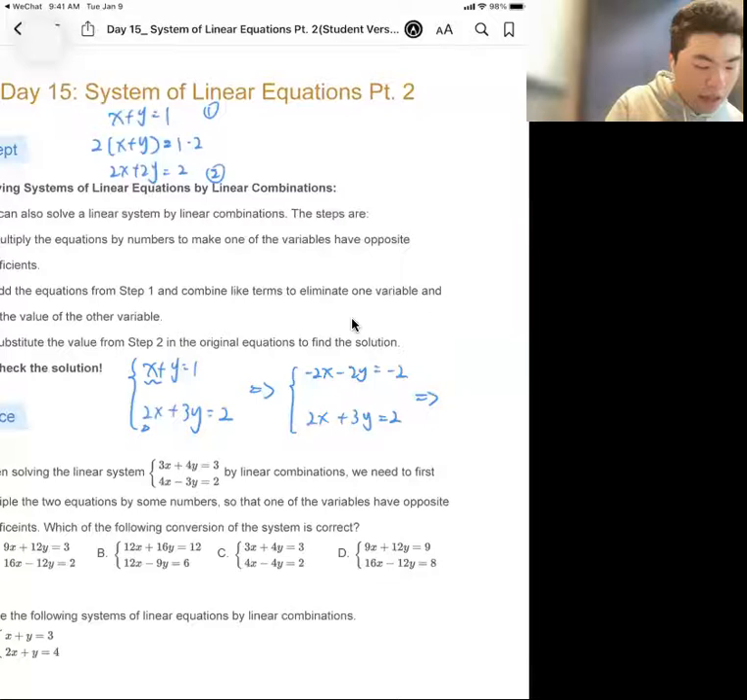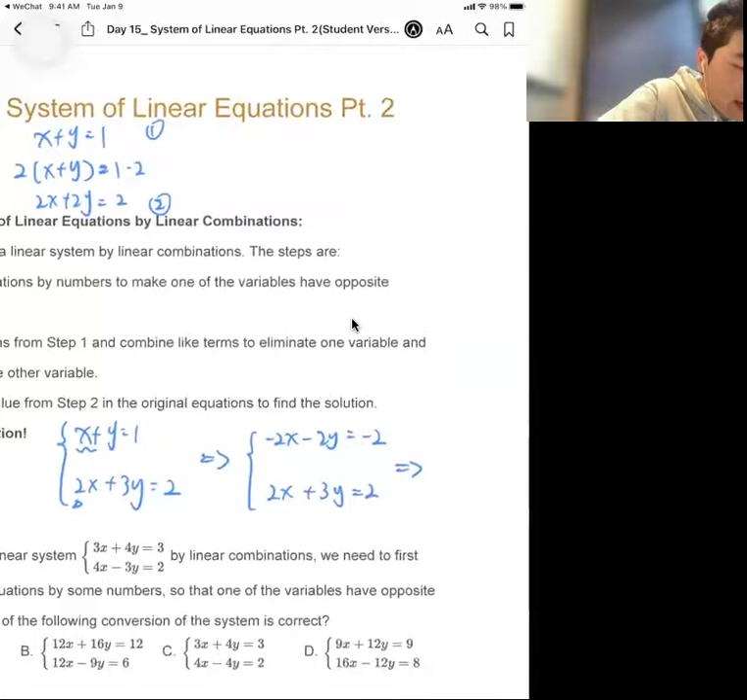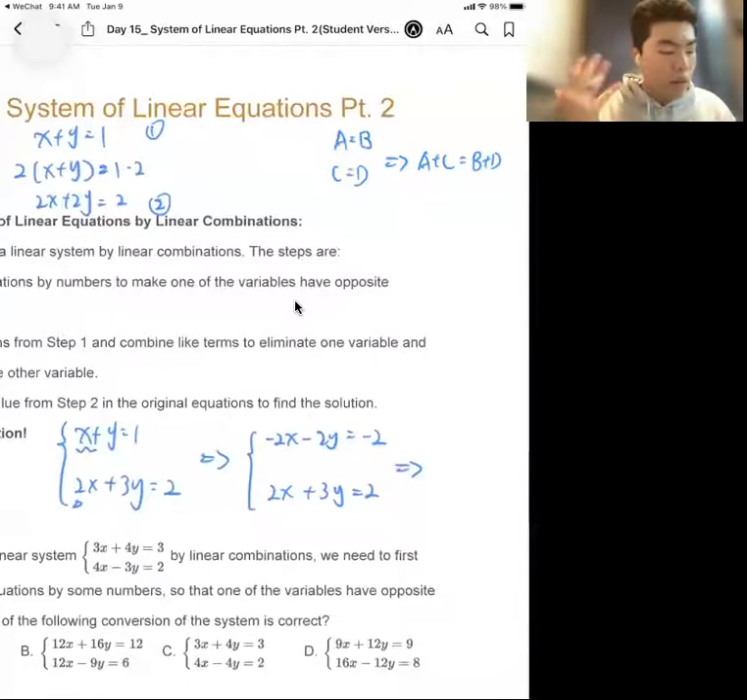Okay, and then what should we do? We see that now we have two equations, and for one of the variables, the coefficients are opposite to each other. So we can just add both sides of these two equations, right? Because imagine if you have a equals b and c equals d, then of course you also have a plus c equals b plus d, right? We still have an equation. So it's the same idea.